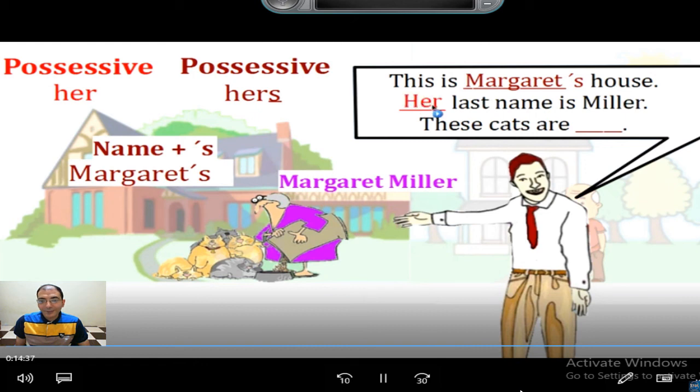Her last name is Miller. اسم عائلتها يكون ميلر. These cats are hers. وهذه القطط ملكها. Very good.